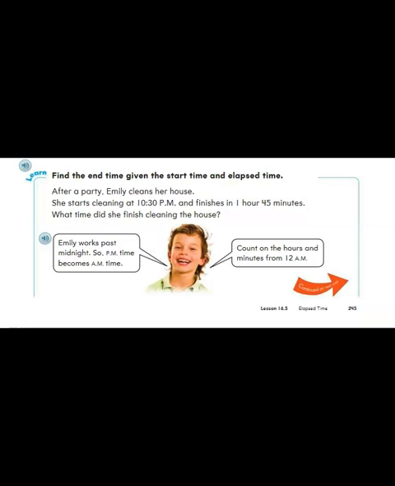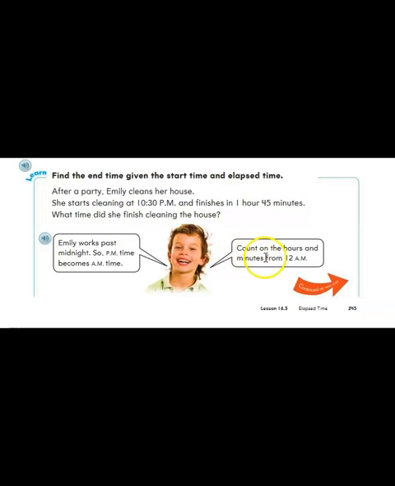Okay, we're going to look at one more example and then I'll show you your practice page for this lesson. So this example says, after a party, Emily cleans her house. She starts cleaning at 10:30 p.m. and finishes in 1 hour, 45 minutes. Poor Emily, why did her friends not help her clean that house? That wasn't very nice. So what time did she finish cleaning the house? And our little friend is saying Emily works past midnight, so PM becomes AM. So this poor girl was up all hours of the night cleaning her house.